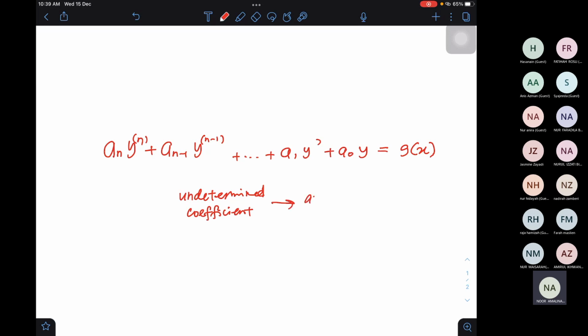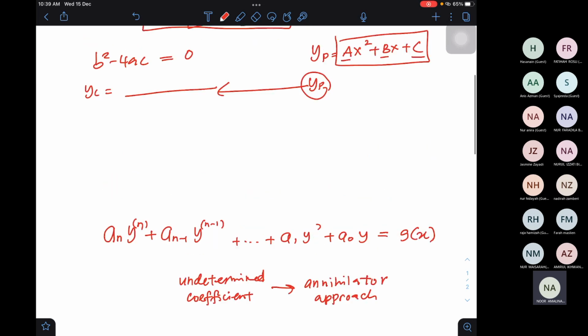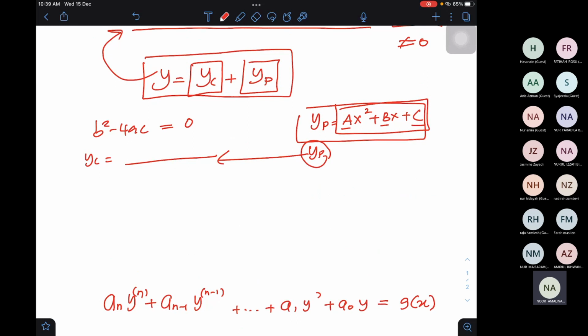Tapi sekarang kita guna annihilator approach. Lain pula approach dia. Okay, but for you to know that annihilator approach ni actually just want to help us to find the form of YP. Annihilator approach just help us, guide us to find the form of YP.